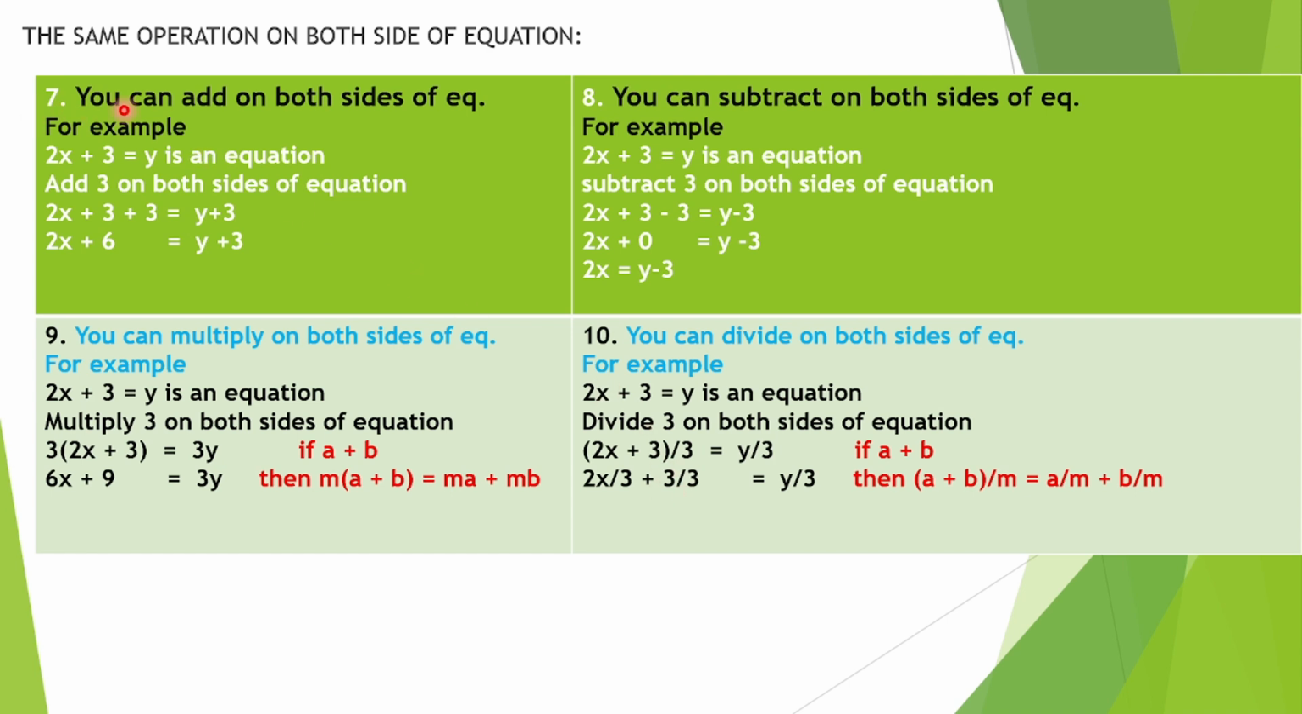So from these 4 points, we can conclude that we can add, subtract, multiply, or divide anything on both sides of the equation, and it is allowed by mathematics rules. And we do these operations of multiplication, addition, subtraction, and division for simplifying and for solving different kinds of questions.